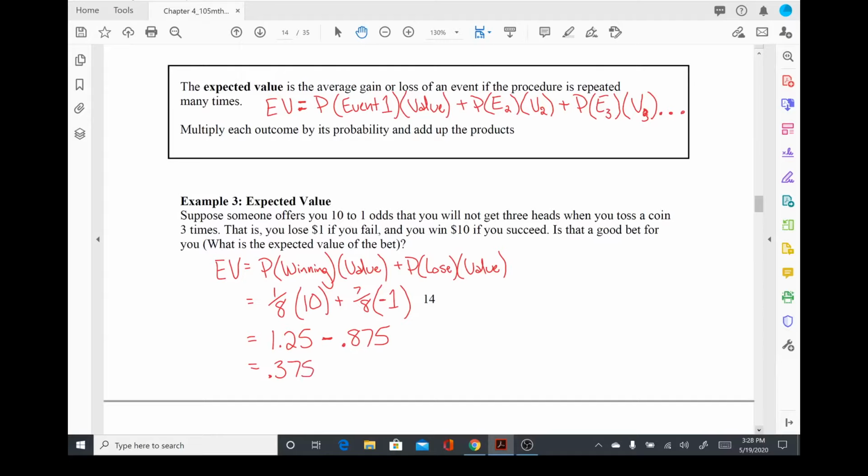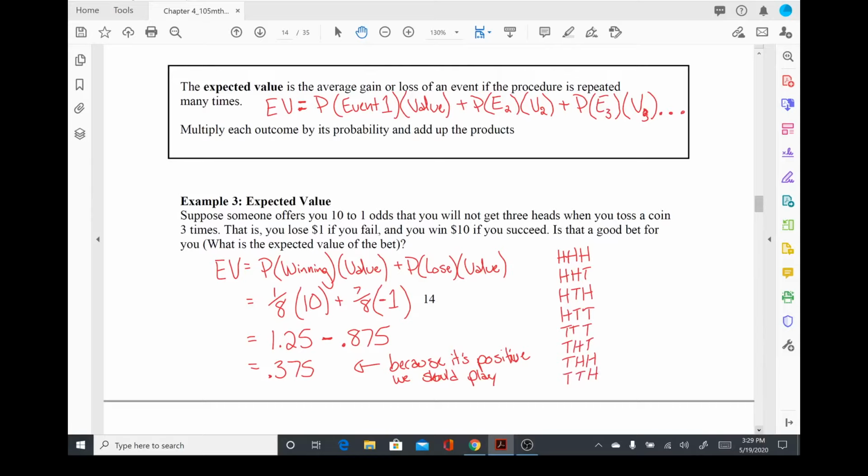So should you play this game? Yeah, you should. And the reason why is it is a positive number. Because it's positive, we're going to make more money than we would lose. And so I'm going to also explain this using a visual. So you had head, head, head as the 1 out of the 8 possibilities, and I'm going to just draw out every single possibility real quick.